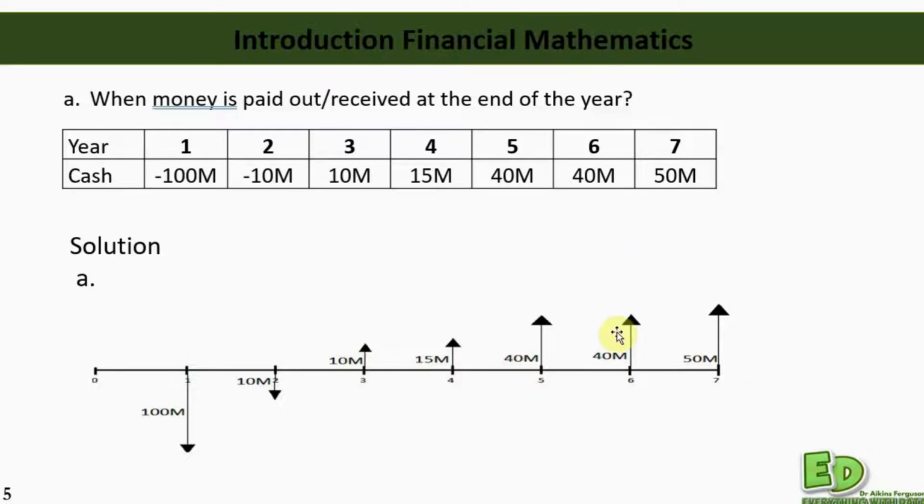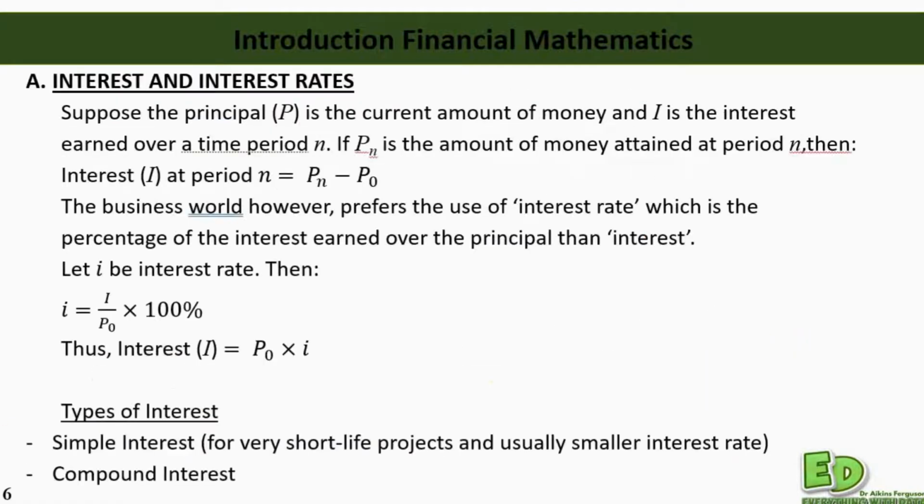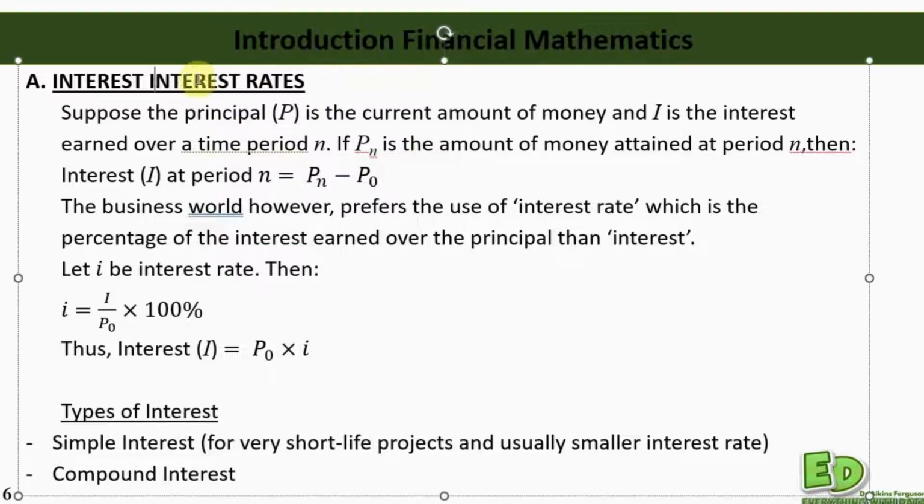This cash flow diagram here depicts how money is represented, that's an inflow and outflow at the end of a year or at the end of the period. So at the end of year 1, end of year 2, end of year 3, all the way to the end of year 7. We're looking at what is called interest rates, where you have the simple interest and compound interest.